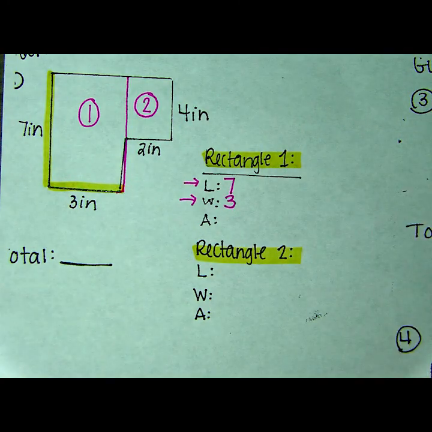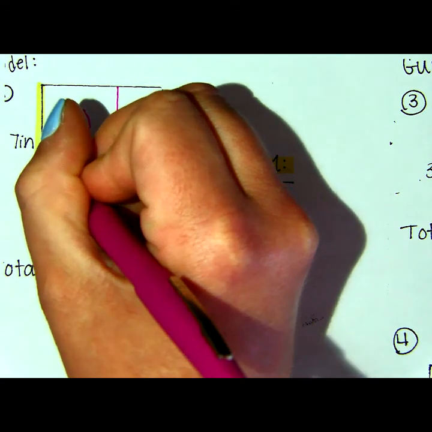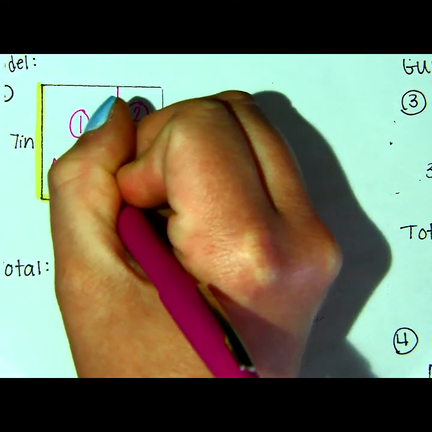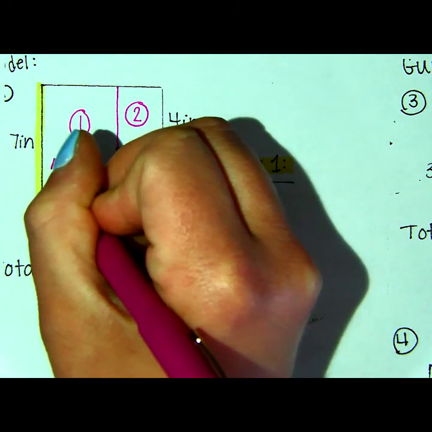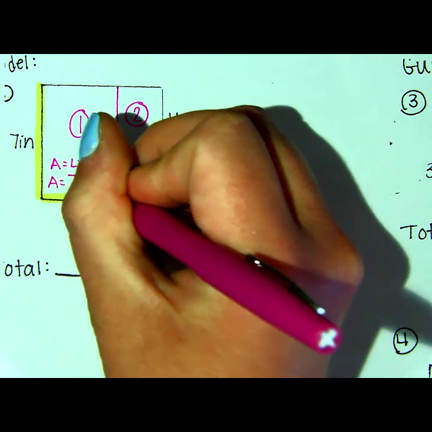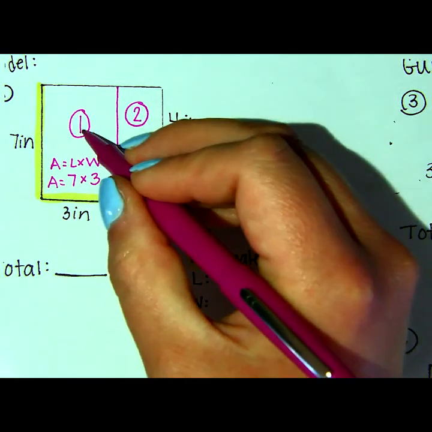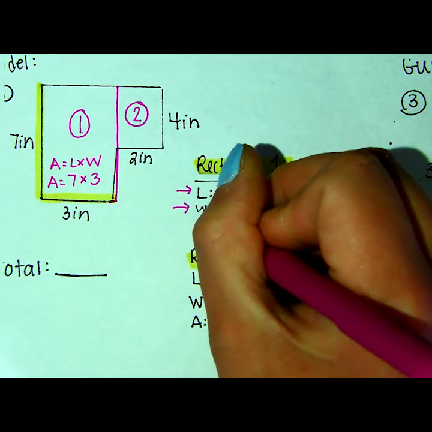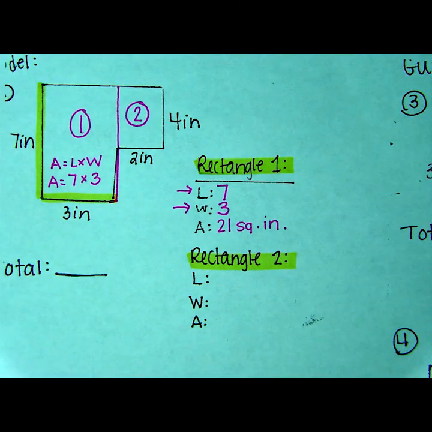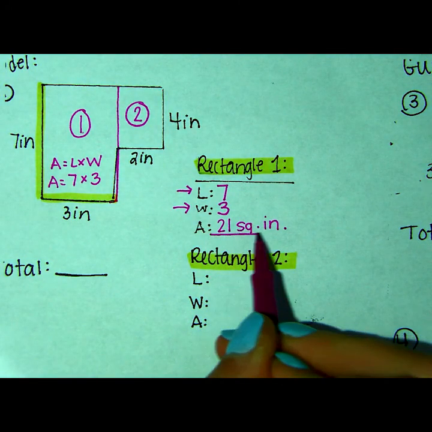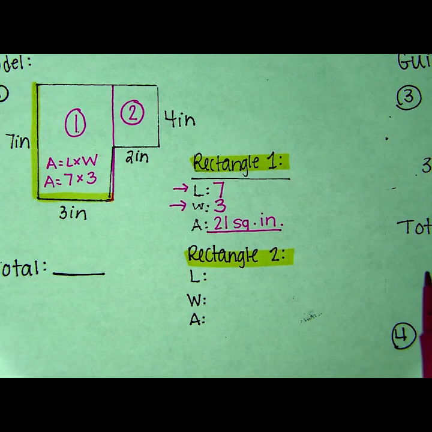So when I'm solving for the area of figure or rectangle number 1, I know that the formula length times width tells me that I need to multiply those two numbers. So what I'm going to be multiplying is 7 times 3. That rectangle has an area of 21 square inches. Again, it's really important to know that when we're talking about area, we're talking about square inches.